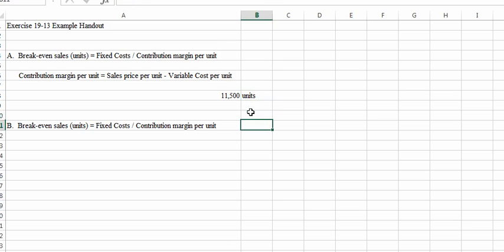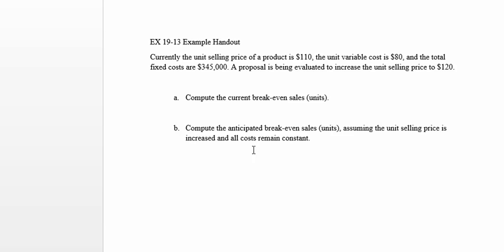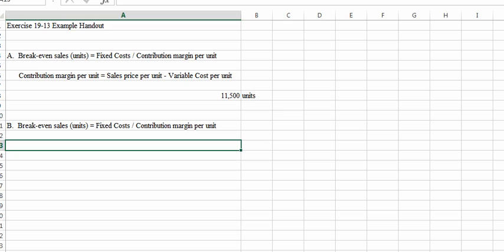Okay, now, what if we increase the sales price? Well, I think you know what will happen. It says on B, compute anticipated break-even sales in units, assuming the unit selling price is increased and all other costs remain constant. So if we raise the sales price from 110 up to 120, like we're seeing in the proposal, is that going to mean we have to sell more units to break even or fewer? I believe if you give it some thought, you'll see fairly easily if we raise the sales price, we now have to sell fewer units in order to break even.